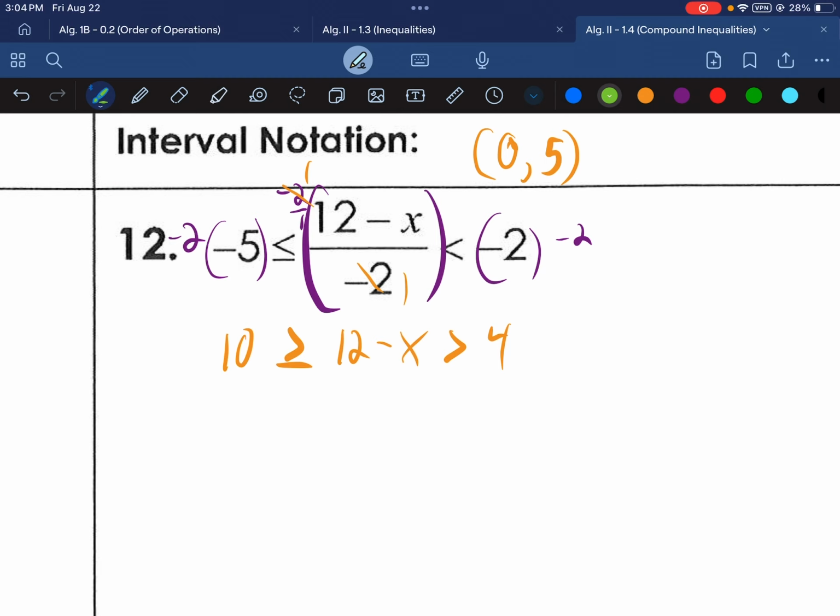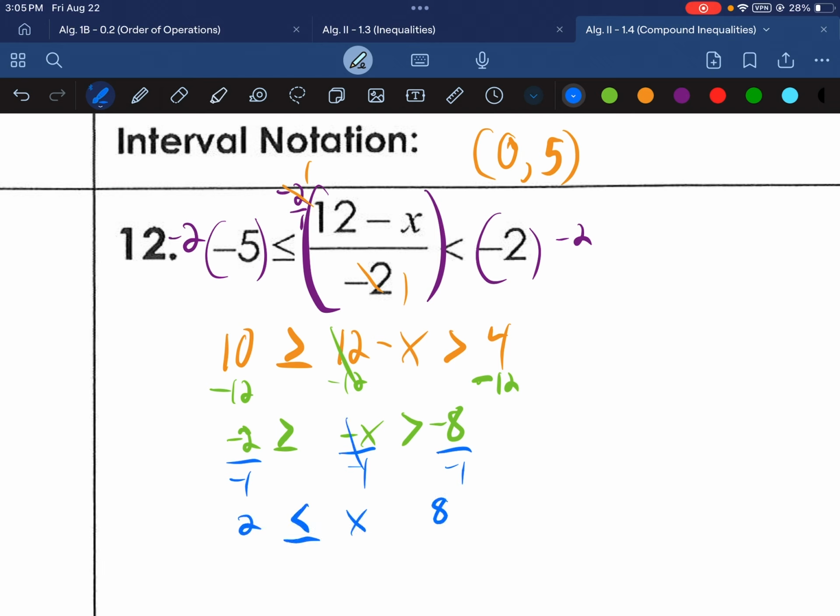Now, we have to subtract 12 from each side. So I subtract 12 from all 3 parts, and I get negative 2 is greater than or equal to negative x, which is greater than negative 8. One more step to get this negative away from the x, I have to multiply or divide everything by negative 1. And I get x, I get 2, I get 8, and I flip my inequalities once again because I'm dividing everything by a negative, or if you multiplied, same idea. And now I have my lower number on my left, my bigger number on my right, and they're both less than or equal to symbols.